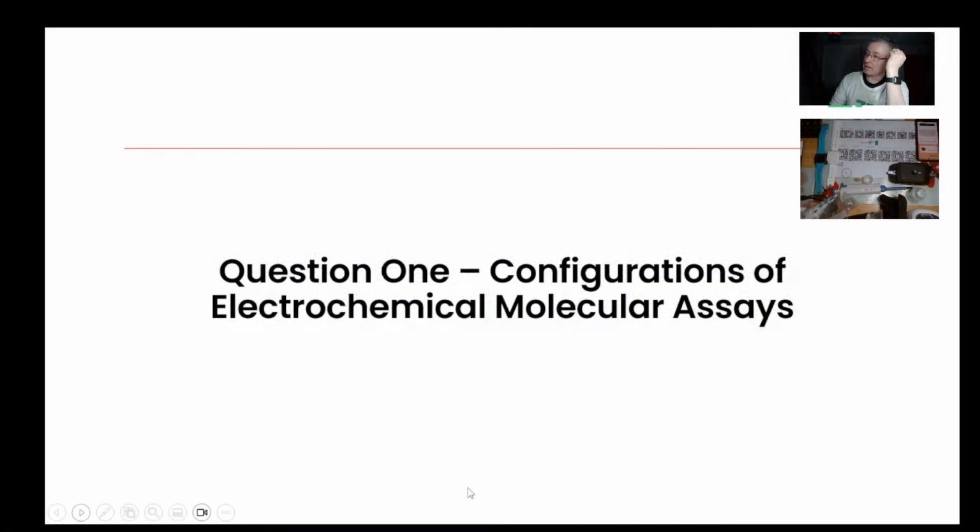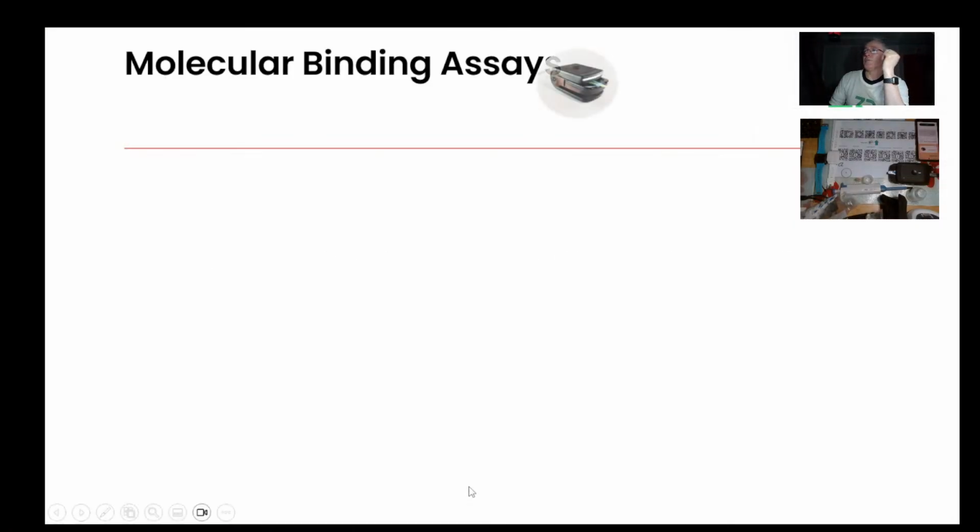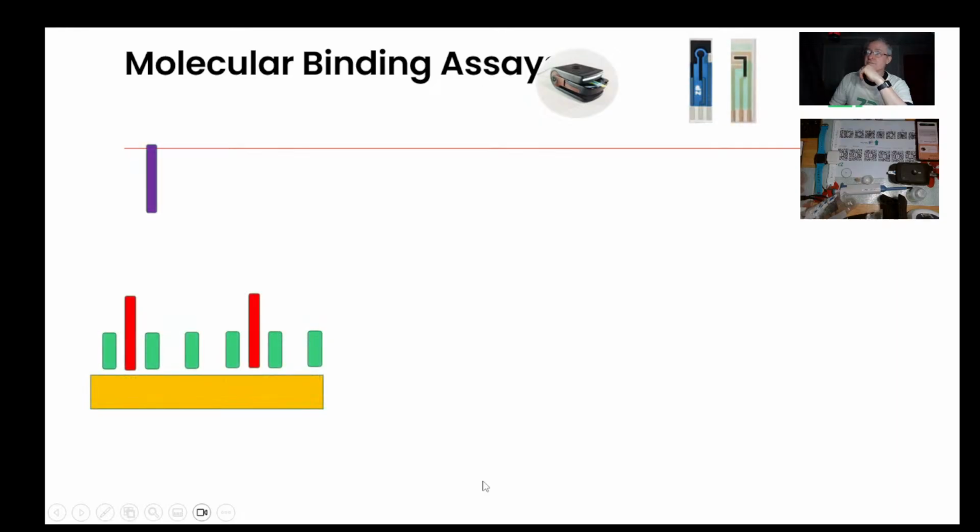So let's talk about molecular assays. The first one I'm going to talk about is this kind of binding assay. Let's say you've got a single strand of DNA, which I've indicated with the red here. You've immobilized it on a gold electrode. ZP has some hypervalue gold electrodes that are pretty good for this kind of work. And you have a target, maybe one you've amplified using PCR, polymerase chain reaction, and you want to detect this PCR product.